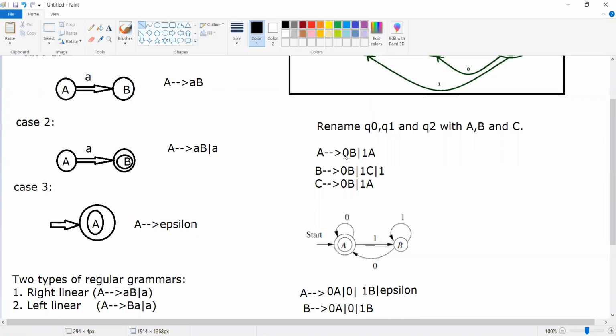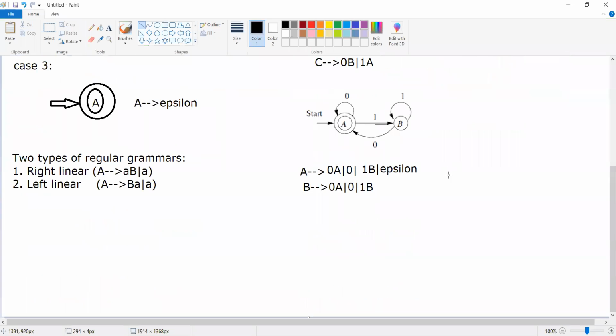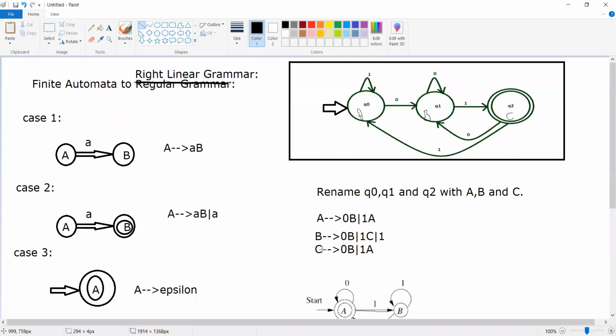The reason for that is, if you look into the productions over here, in each and every production the variable is appearing on the right hand side of the production. Hence we can say that we are going to generate the right linear grammar from the given finite automata. Okay, so that's it. This is how we will be converting our given finite automata into the corresponding regular grammar.